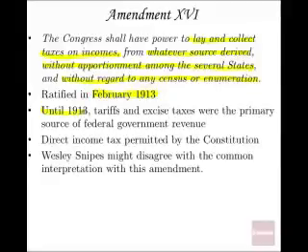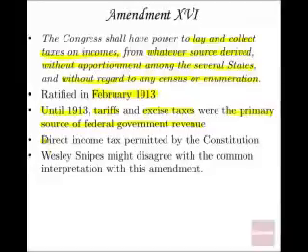Until 1913, the primary source of federal government revenue was tariffs and excise taxes. Today, the primary source of revenue is individual income taxes. But back then, the way the Constitution was worded, a lot of people would have seen a direct tax on income as unconstitutional, because Congress had the power to lay and collect taxes on income from whatever source derived without apportionment among the several states. So the 16th Amendment was a way to directly take money from the people.